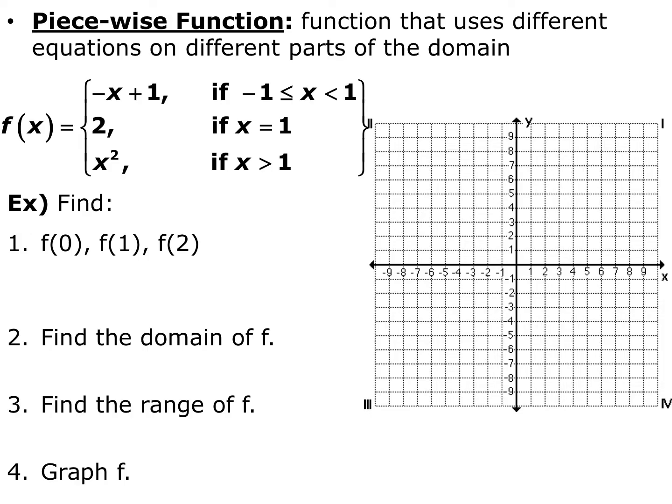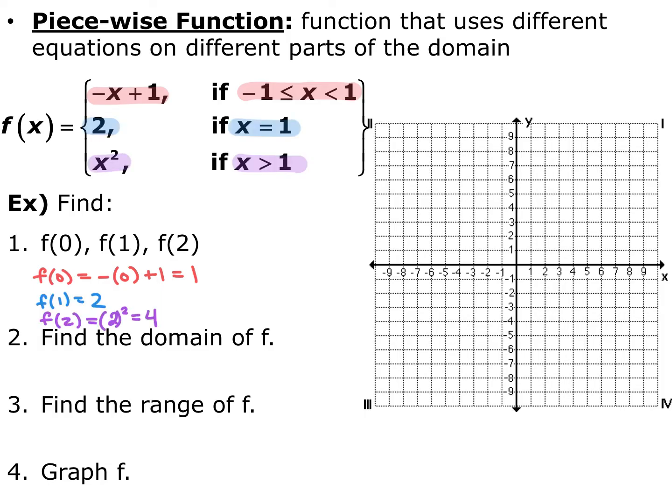So for example, if we want to find specific outputs, if I want to find f of 0, I'm going to find the section where x equals 0 lives and only apply that part of the function. So x equals 0 lives in this first section of the domain, negative 1 is less than or equal to x is less than 1. So I'm going to plug in x equals 0 only into that first part of the function, negative x plus 1. So I get negative times 0 plus 1, and so f of 0 is equal to 1.